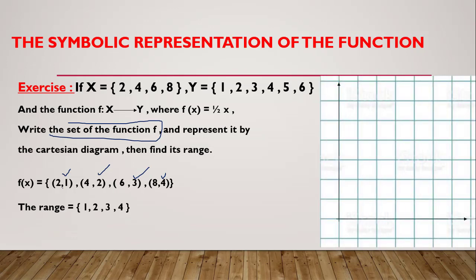And we can draw the Cartesian diagram. Here we have x: 2, 4, 6 and 8. y: 1, 2, 3, 4, 5, and 6. Okay, and I'll locate a point for each ordered pair. 2 with 1, this is the first point. 4 with 2, the second point. 6 with 3, and 8 with 4.